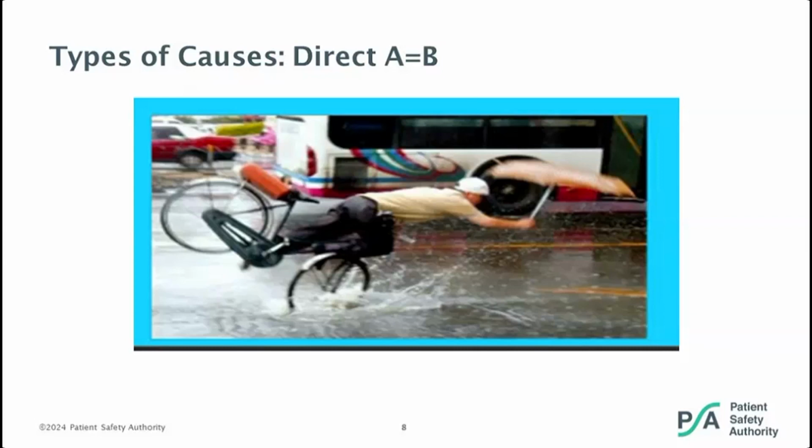A building fire. A direct cause of a fire in a building might be an electrical short circuit, causing sparking and igniting nearby flammable materials. The short circuit directly led to the ignition of the fire. Food poisoning. Consuming contaminated food containing harmful bacteria is a direct cause of food poisoning. The ingestion of the contaminated food directly led to the onset of symptoms.